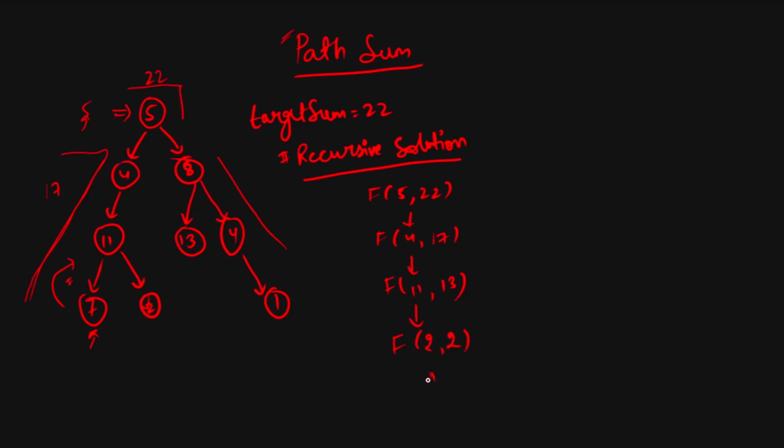Now this is a leaf node. Yes, this is a leaf node. Is the target equal? Right now, 2 minus 2 will be 0. That means I got one path. This is my path: 5, 4, 11, 2.